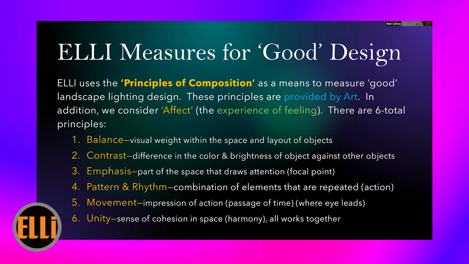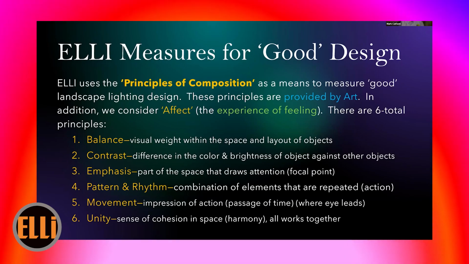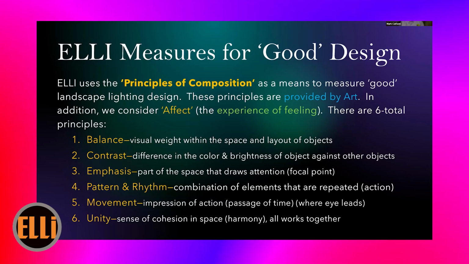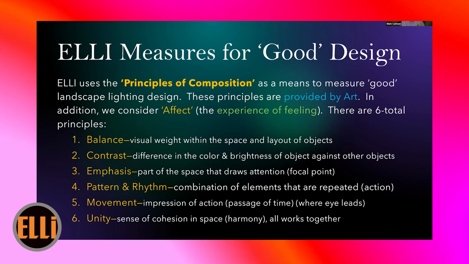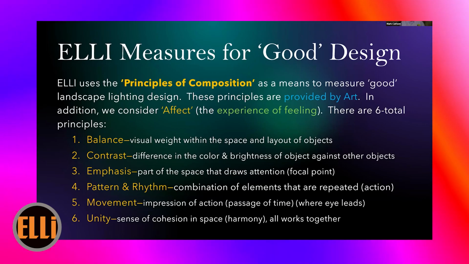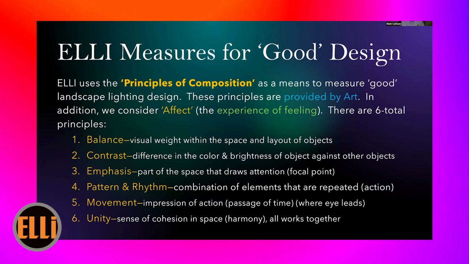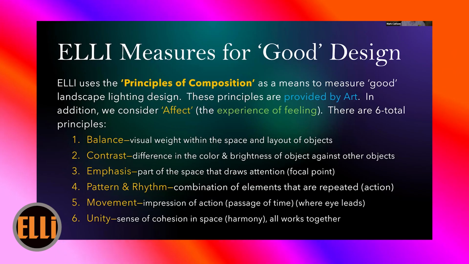Okay, so there are 6 principles of composition. I have a separate class on this that I've taught called Lighting Design Awareness, where we go through each one of these principles in great detail, and I show a ton of photos. We're going to show some photos today, which will relate to that. But the 6 principles are balance, contrast, emphasis, pattern and rhythm, movement, and unity.